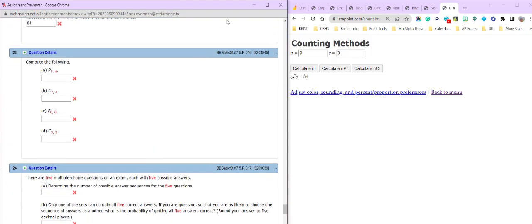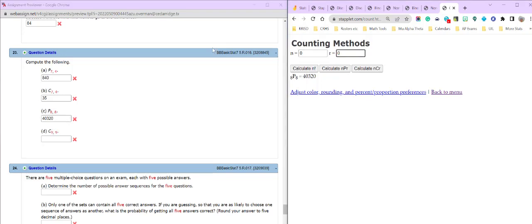Then this one's super easy. We'll just do 7 and 4. Make sure we do nPr, and it's 840. And then they do combination 7, 4. The C one should always be smaller. Then we have 8, 8. Oh, this one's a big one, actually. nPr is big: 40,320.